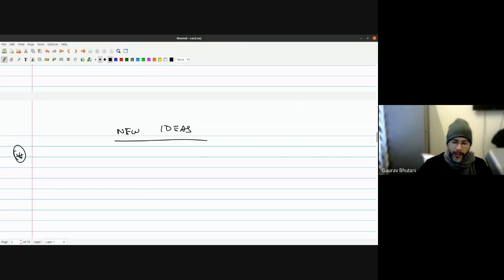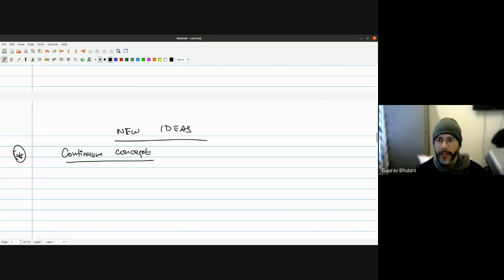The first new idea for today is called the Continuum Concept. It's a very important concept, and one must understand it to appreciate the scope of applicability of the fluid mechanics that we are learning in this course. In reality, we all know that matter is discrete in nature.